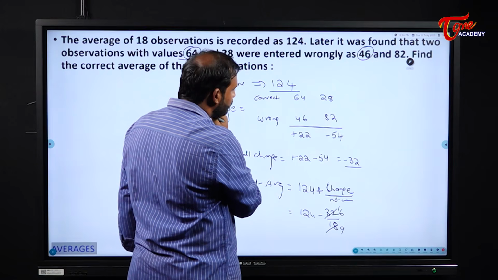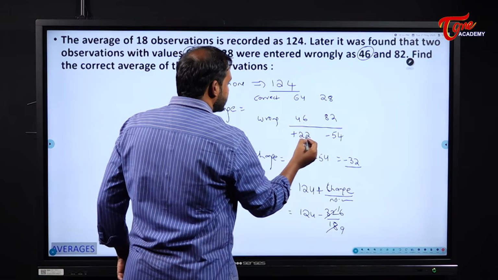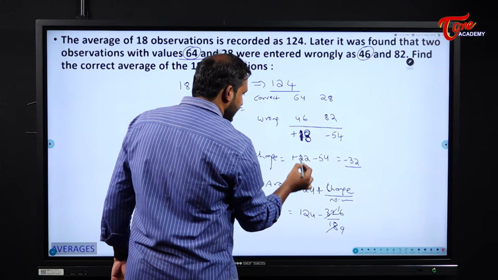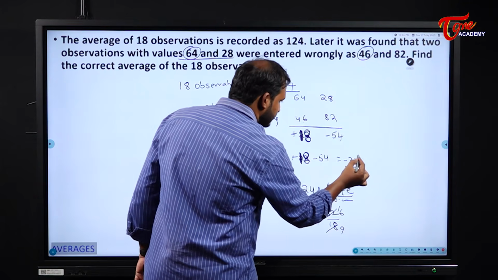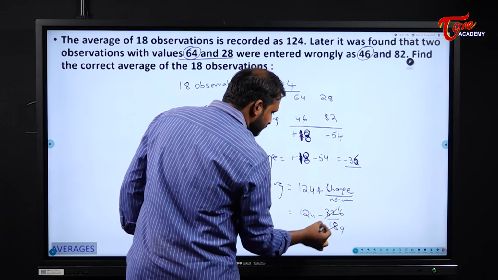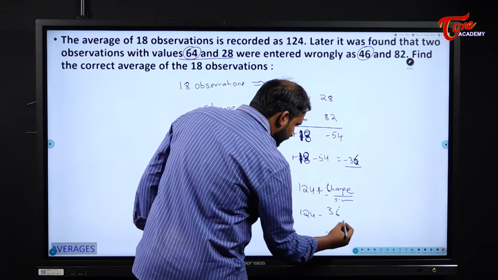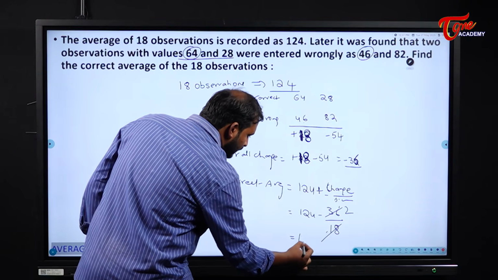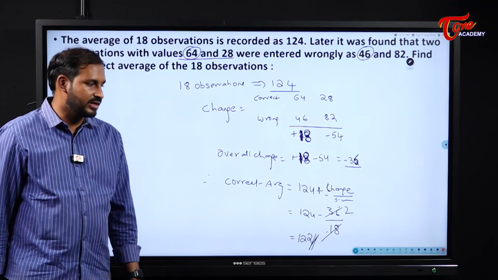Is it correct? 64 minus 46, sorry students, here I should add just 18, not 22. Just 18. So when I add 18, and subtract 54, what does it become? Minus 36. So here minus 36 by 18 observations. It will become what? 2. So 124 minus 2 is 122. The correct average is here 122.